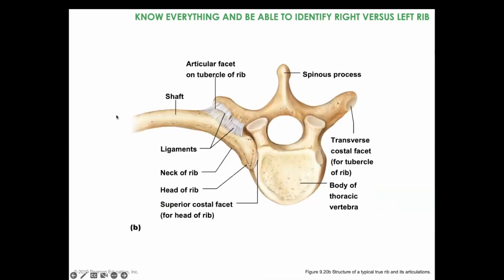And this is another view of the articulation of the rib and thoracic vertebrae. You can see the articular facets on the tubercle of the rib, lying underneath the ligaments that are going to hold the two bones together. And also the head of the rib at the superior costal facet, and the small white line between the head and costal facet is hyaline cartilage.